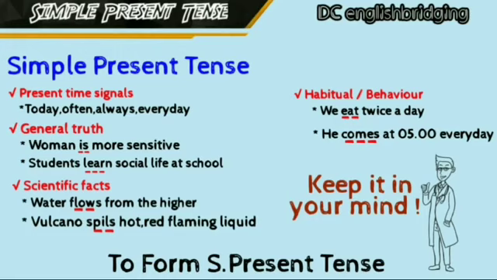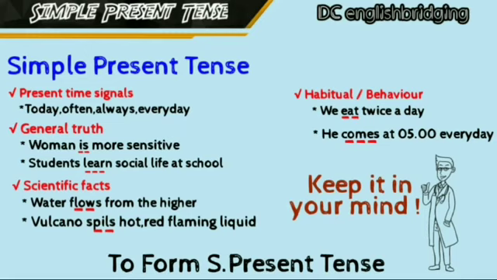Begitu juga dengan siswa belajar hidup sosial di sekolah. Benar, itu kebenaran umum. Jadi, students learn social life at school adalah general truth. Kemudian, scientific facts atau fakta-fakta ilmiah ini berkaitan dengan keilmuan. Ya, fakta atau statement yang menyatakan tentang keilmuan seperti air mengalir dari tempat yang lebih tinggi. Itu udah ilmiah banget ya. Jadi itu harus diungkapkan dalam keadaan simple present tense menggunakan verb one seperti flows.